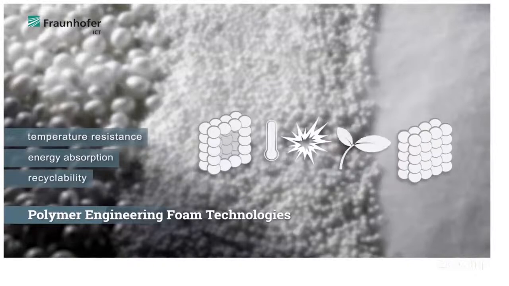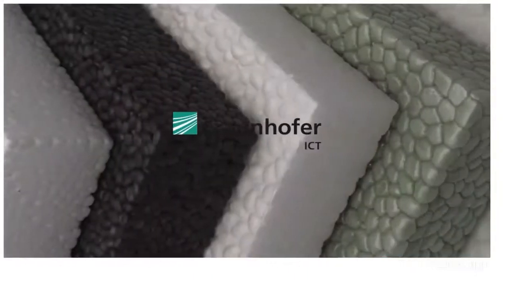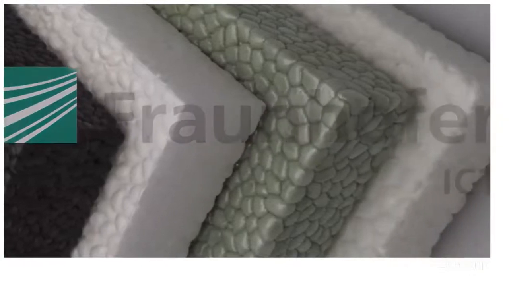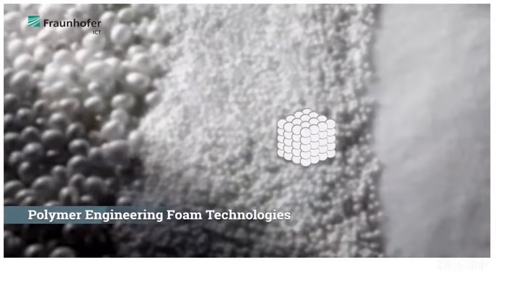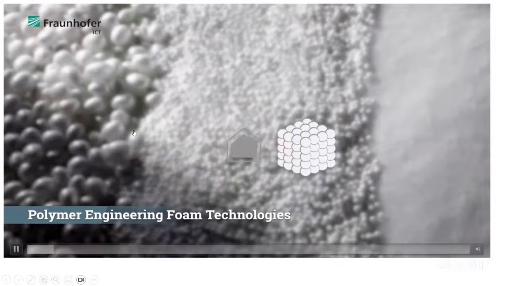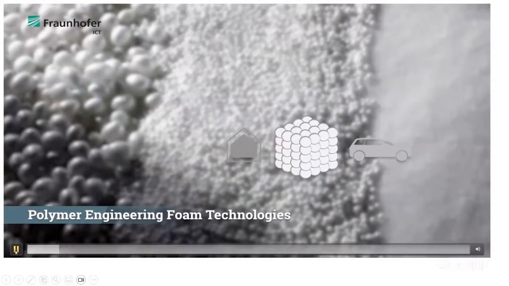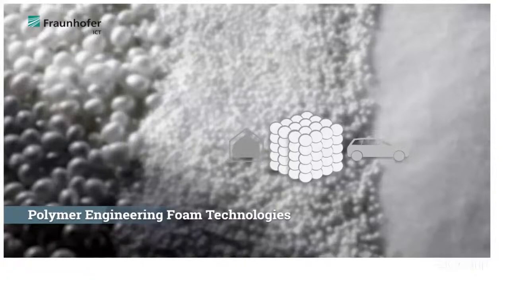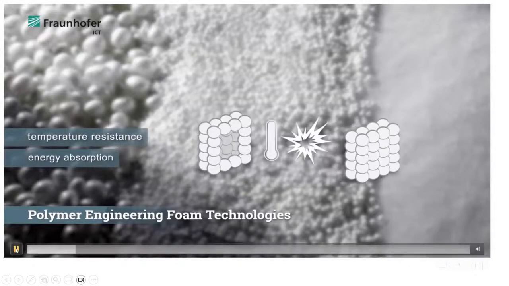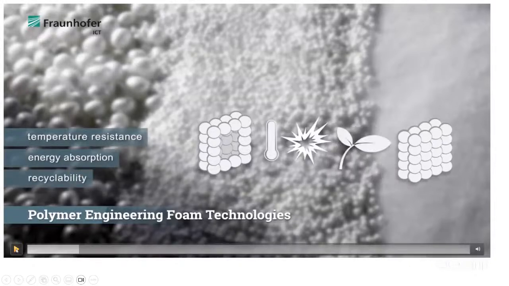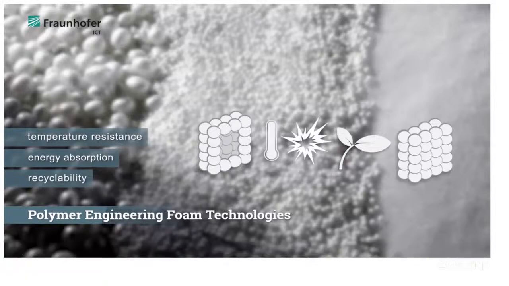See the temperature resistance, insulation. These are the main properties where we are using the foams, right? In refrigerators. See now, the plastics we are using as foam for temperature resistance, for energy absorption, for recyclability, and there are many things, friend, right?